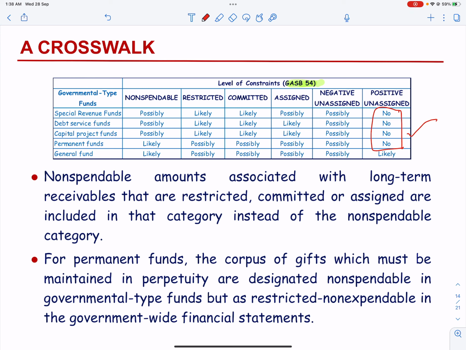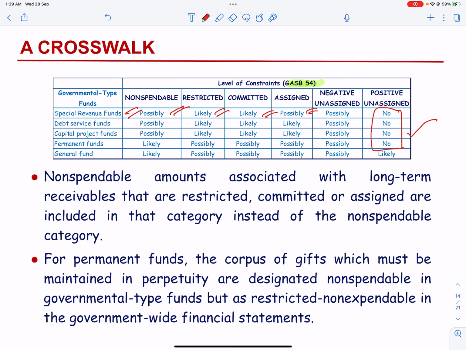They have no positive unassigned. They could have negative because remember they could use a plug to make sure that assets equal liabilities plus fund balance. Now the special revenue fund could have non-spendable. Definitely it could be restricted because it is a special revenue fund, and they could be committed to the fund balance and it could be assigned as well.